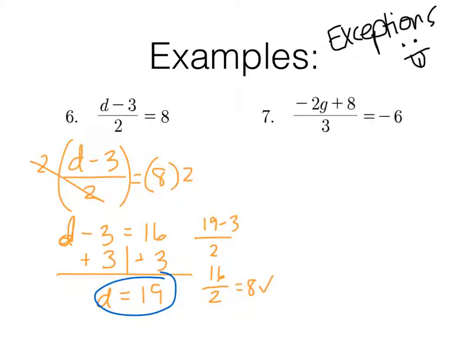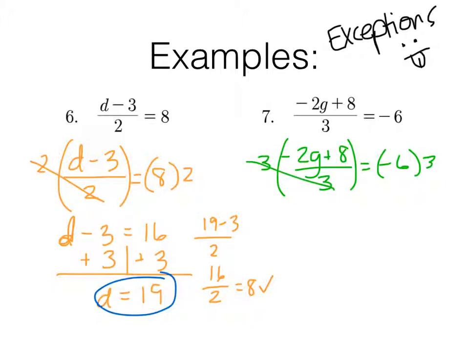Multi-step, because this one actually is going to be solved with 3 steps instead of 2. Again, we want to get rid of the last thing that happened to g. So let's look at g's journey. Times negative 2, then plus 8, then divide by 3. First undo the divide by 3 by multiplying by 3. And remember, once on the left, once on the right, they cancel.